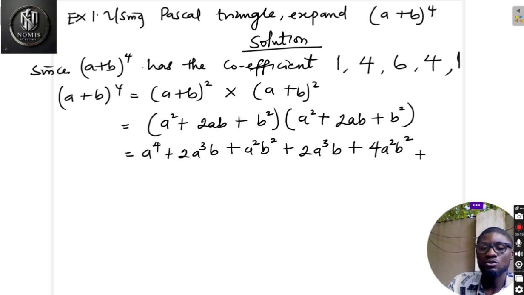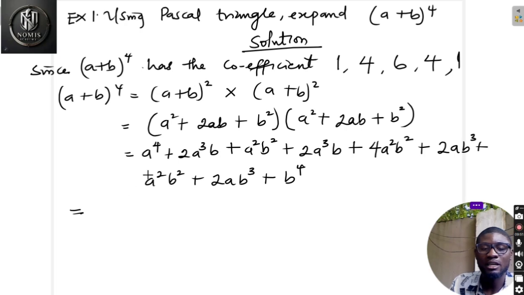2ab multiplied by b squared is 2ab cubed. Now we go to this b squared. So b squared multiplied by a squared is a squared b squared, right? So that's plus a squared b squared, plus b squared multiplied by 2ab, which is 2ab cubed. Now plus b squared multiplied by b squared, that will be b raised to the power of 4.